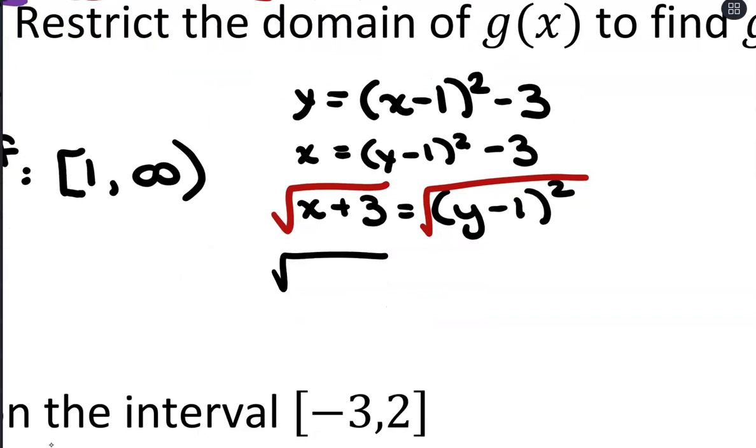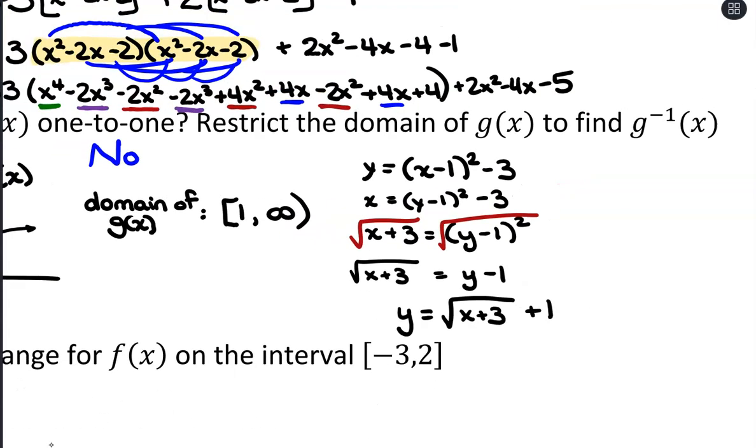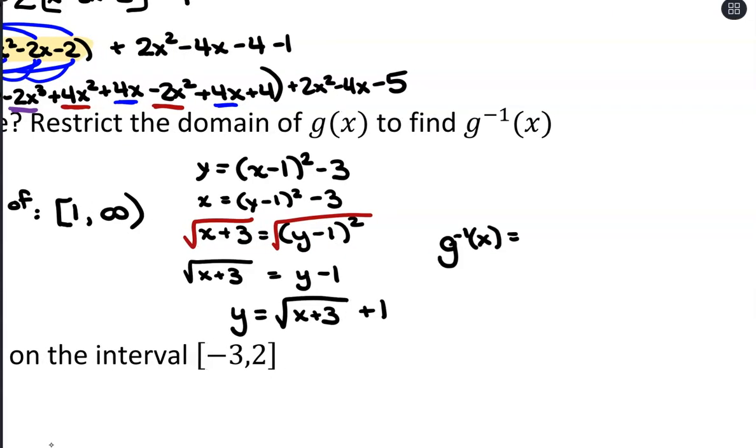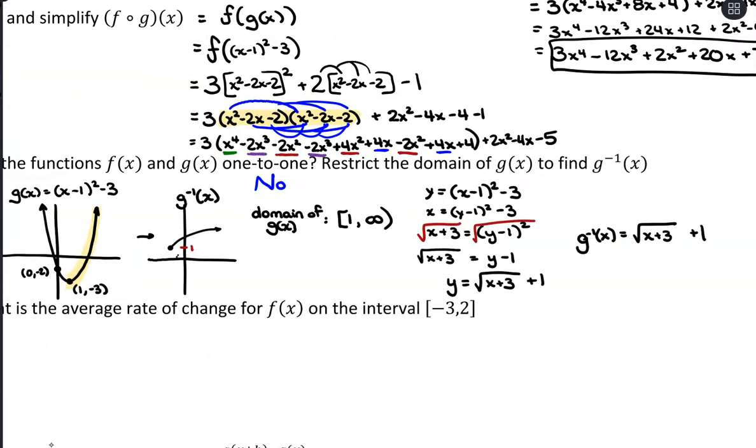So we have the square root of x plus 3 is equal to y minus 1. And let's go ahead and add 1 to both sides. Plus 1. And that would be our function on the restricted domain. There's our inverse function. If we restricted the domain of g of x, this works. Okay, so a little bit of work to think about that restricted domain and making sure we're getting the correct part of the graph. That all lines up.